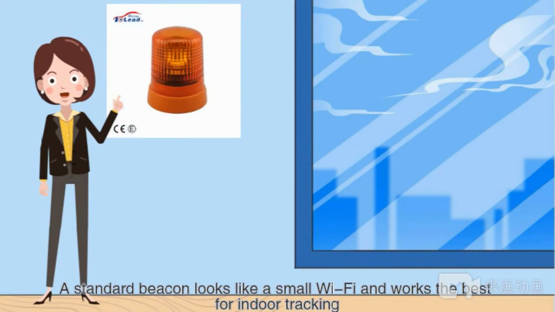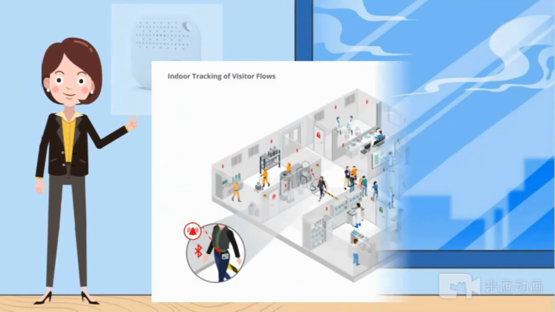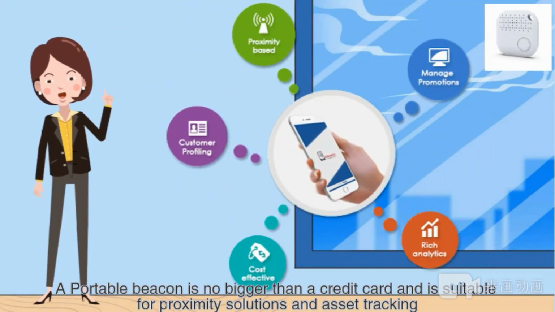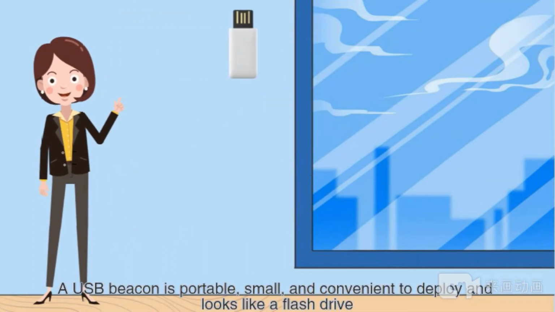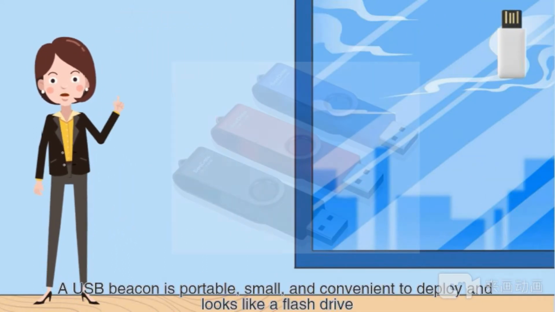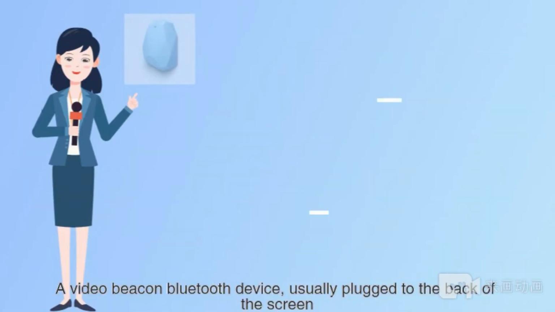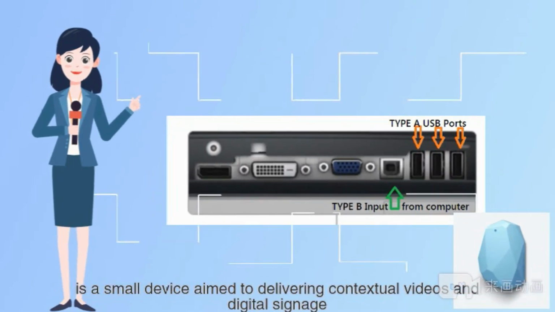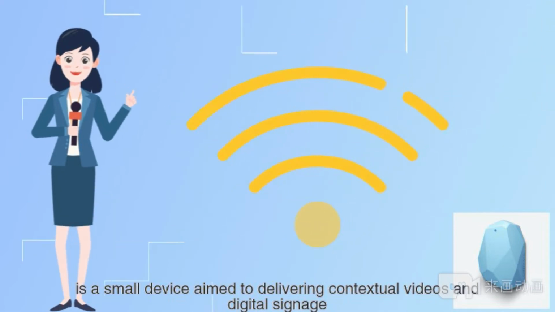A standard beacon looks like a small Wi-Fi router and works the best for indoor tracking. A portable beacon is no bigger than a credit card and is suitable for proximity solutions and asset tracking. A USB beacon is portable, small, and convenient to deploy, and looks like a flash drive. A video beacon Bluetooth device, usually plugged to the back of the screen, is a small device aimed at delivering contextual videos and digital signage.